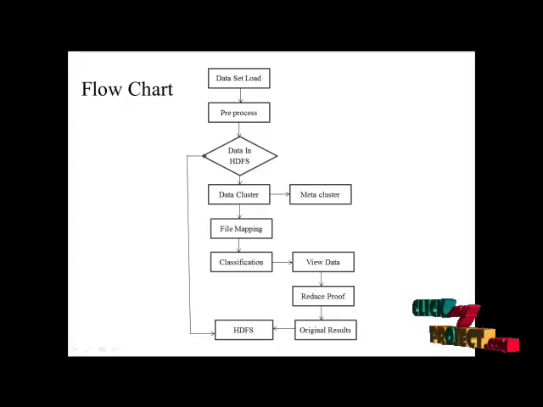Next is file mapping. File mapping means the data is specified for removing repeated values. Next come classification and view data. Then we come to the reduce phase, where repeated values are eliminated. After the reduce phase we come to the original results, and the original results are stored in HDFS to be processed as big data in Hadoop.